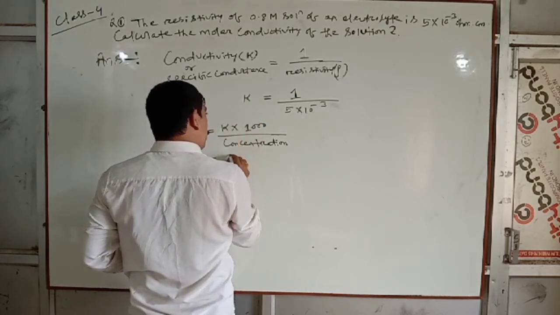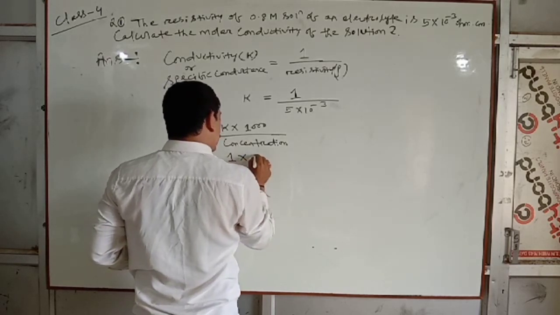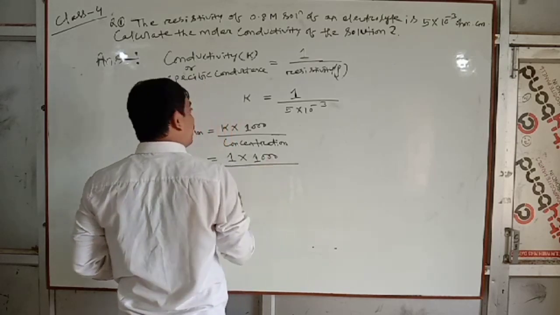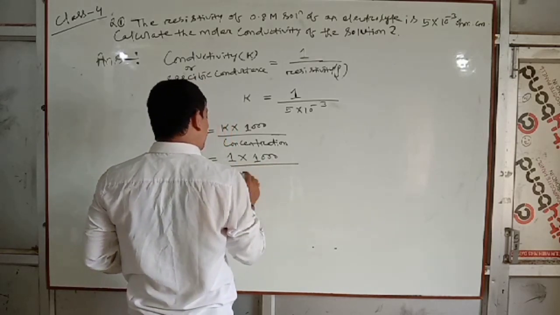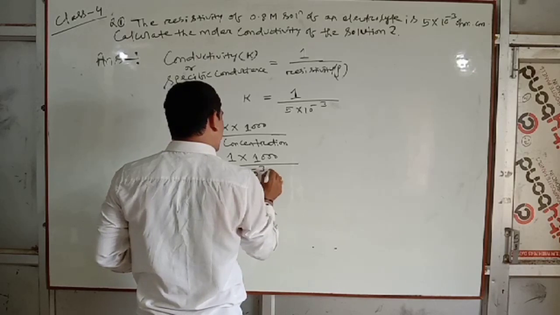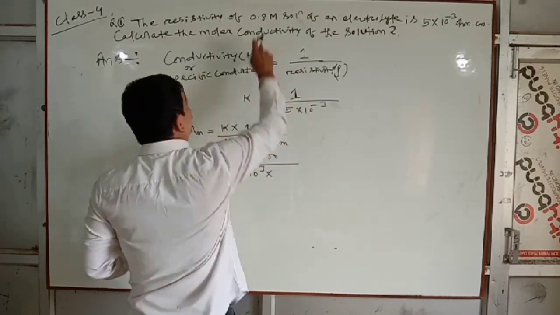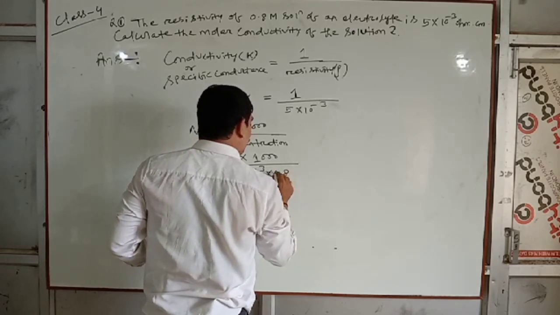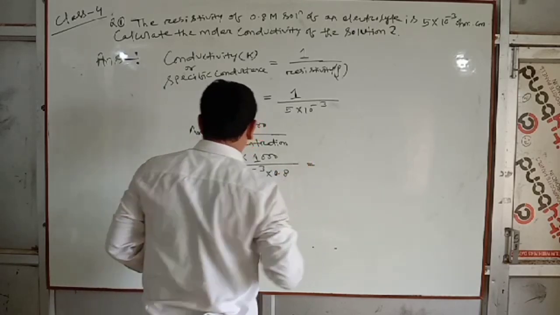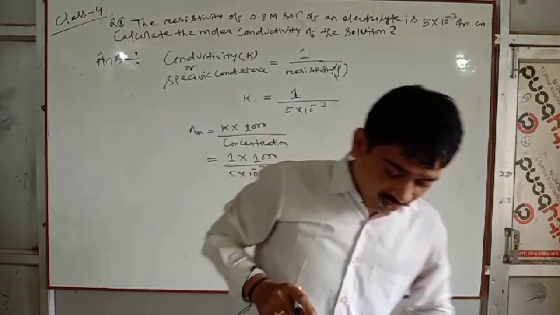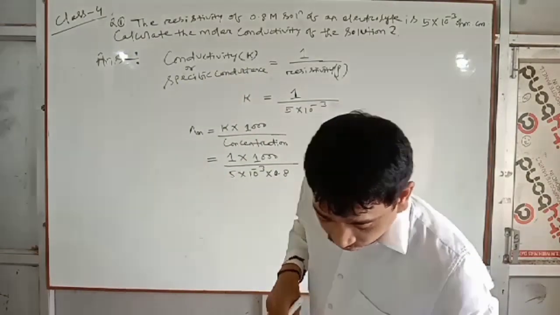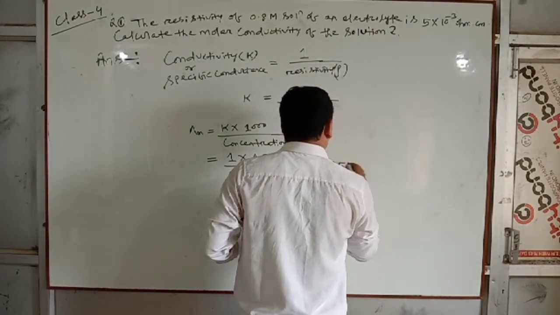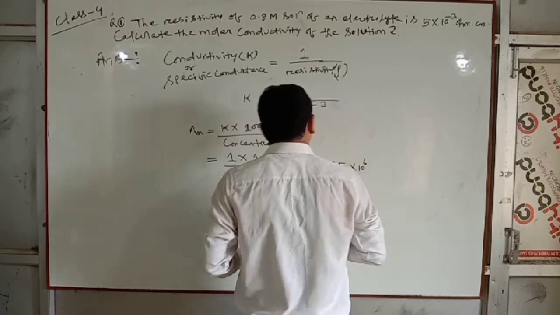So we can put this specific conductance value here. So 1 into 1000 divided by 5 into 10 to the power minus 3 into concentration, which is 0.8. So 1 by this into 0.8. So this will come 0.25 into 10 to the power 6.